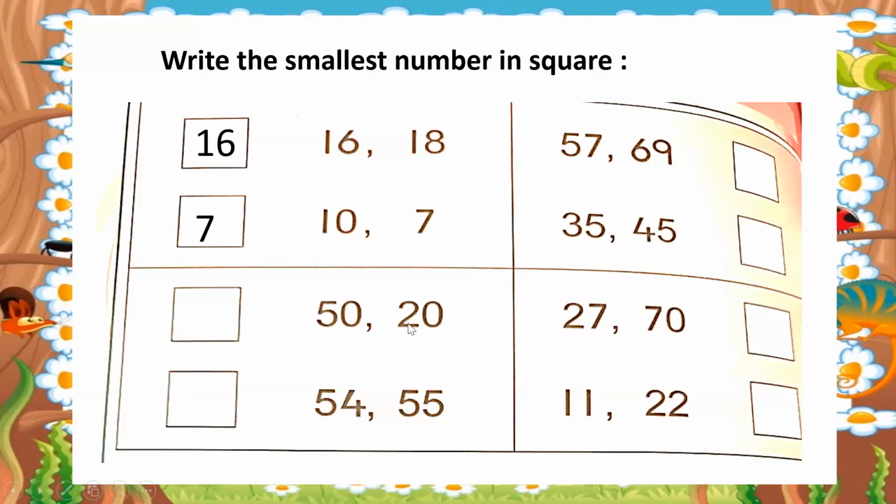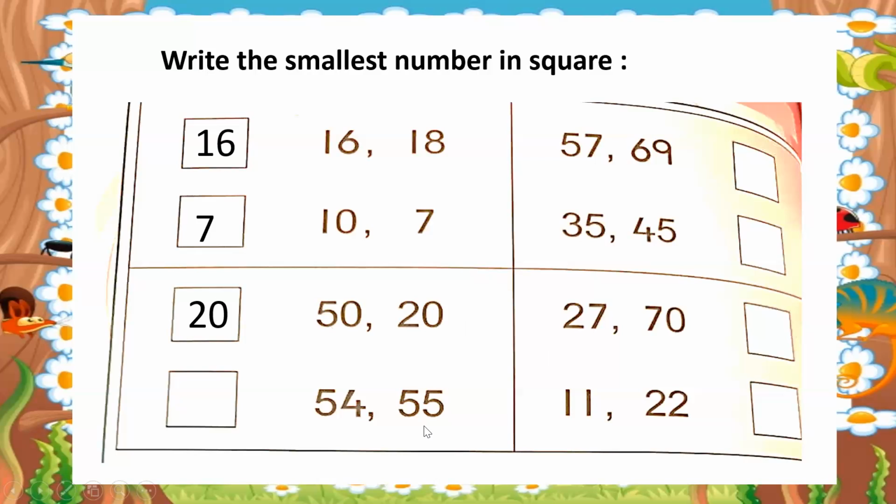Now 50 and 20. Now look, the ones are the same, but first we need to look at the tens. Now 5 is more, while 2 is less. Look at the tens. When 2 is small, we will take this 20 as the smallest number. So 20 is small while 50 is big. I write the number 20 in the box.